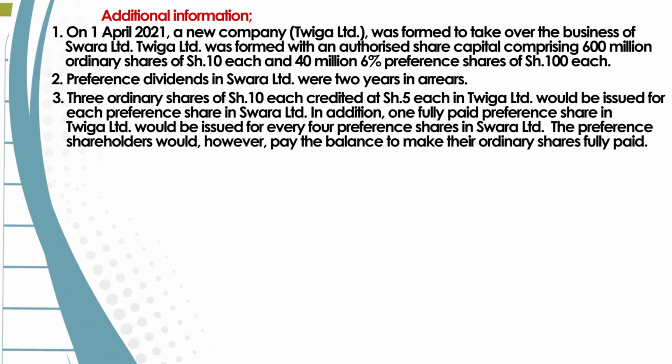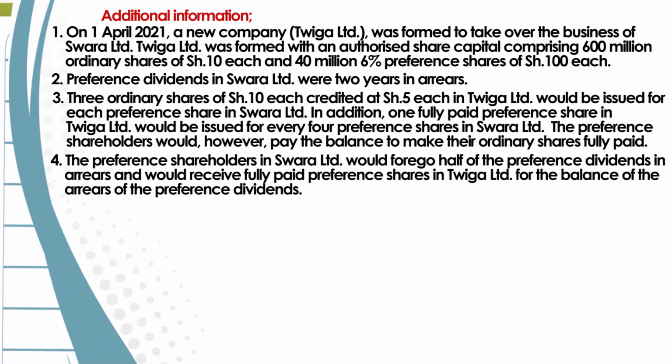Number 3, ordinary shares of shillings 10 each credited at 5 in Twiga Limited would be issued for each preference share in Swara Limited. In addition, one fully paid preference share in Twiga Limited would be issued for every 4 preference shares in Swara Limited. The preference shareholders would, however, pay the balance to make the ordinary shares fully paid.